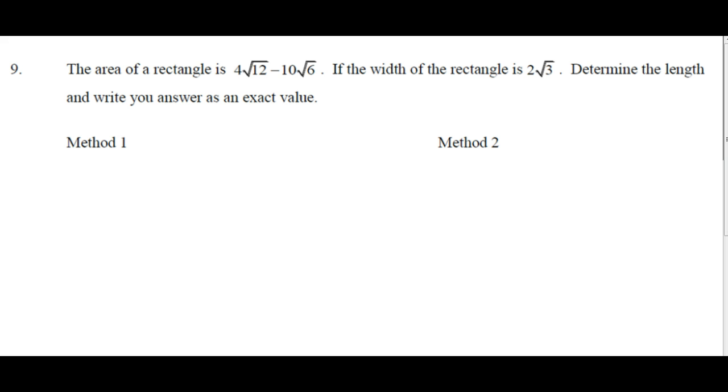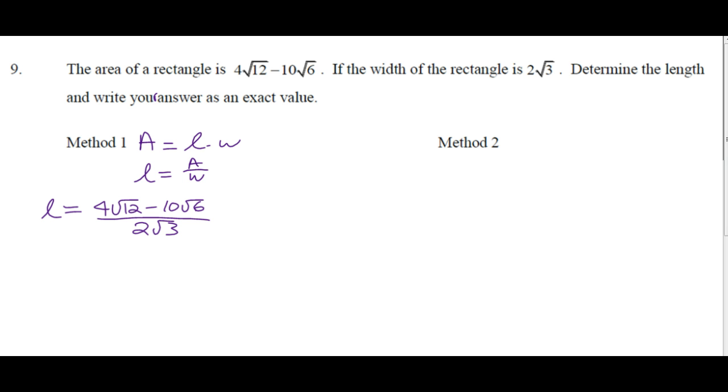The area of a rectangle is 4 root 12 minus 10 root 6. If the width is 2 root 3, determine the length, and write your answer as an exact value. Okay, so same deal, right? What do we got? Area is length times width. This time we know the width, so what's the formula for length? Area divided by width. Okay, what's the area? Oh, wow. Okay, so 4 root 12 minus 10 root 6 over 2 root 3.